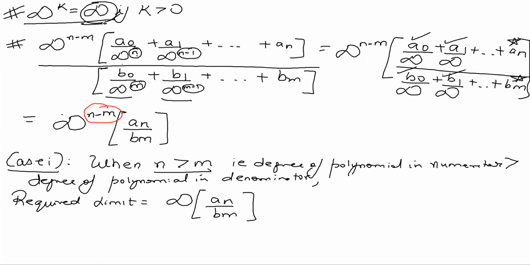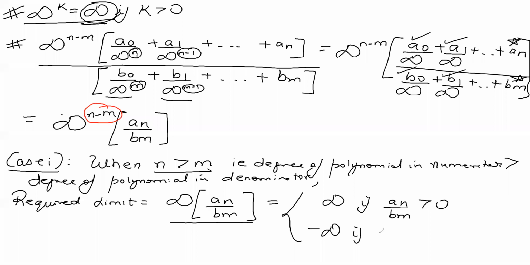Now this further will have two cases. This will be equal to infinity if an by bm is positive, and this will be equal to minus infinity if an by bm is negative. Because all of us know k times infinity is equal to infinity if k is positive, minus infinity if k is negative. So have all students understood case 1? Any doubt to any student in case 1? Feel free to unmute your mic and ask.